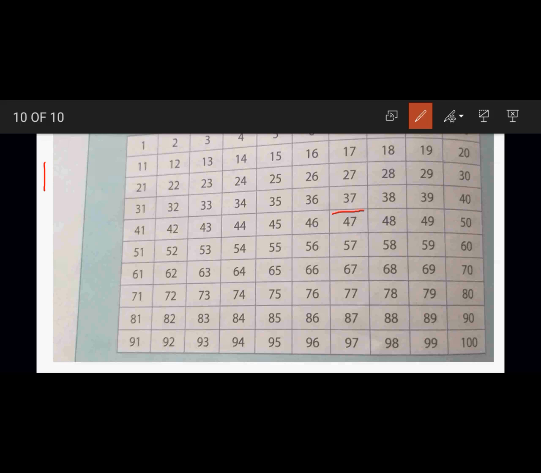Very good. Why is it a prime number? 1 times 37 is 37, and those are the only 2 factors for 37. Very good. How do we check whether a particular number has any factors or not? By simply trying to do the division, children.